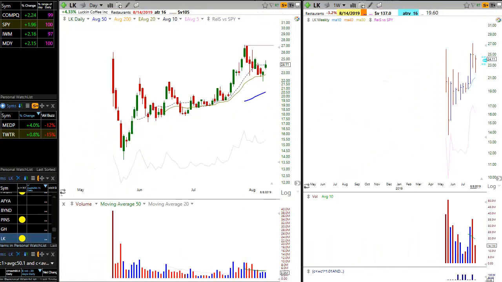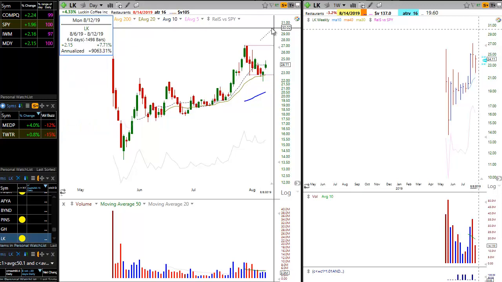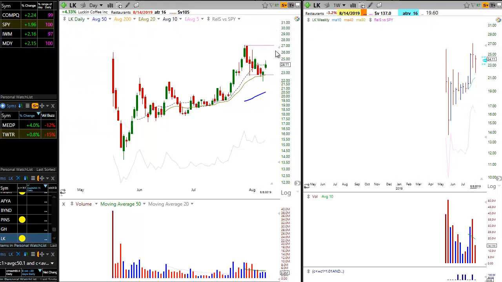LK found support off the 20-day EMA. Reports earnings 8/14, so we'll have to see how that holds up. But again, if this stock ends up gapping up to 28 or 30 after reporting earnings next week, that would be another bullish sign. So we've seen some good action the past few days, but the problem right now is that there's just not a lot of decent entry points.